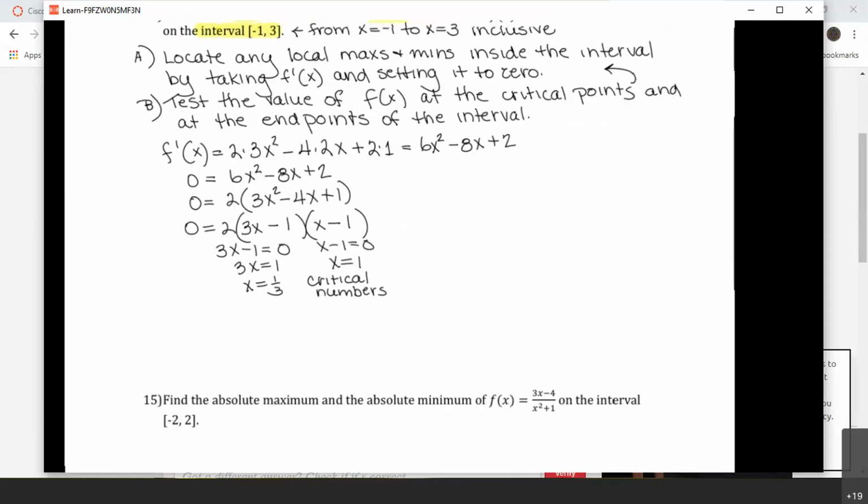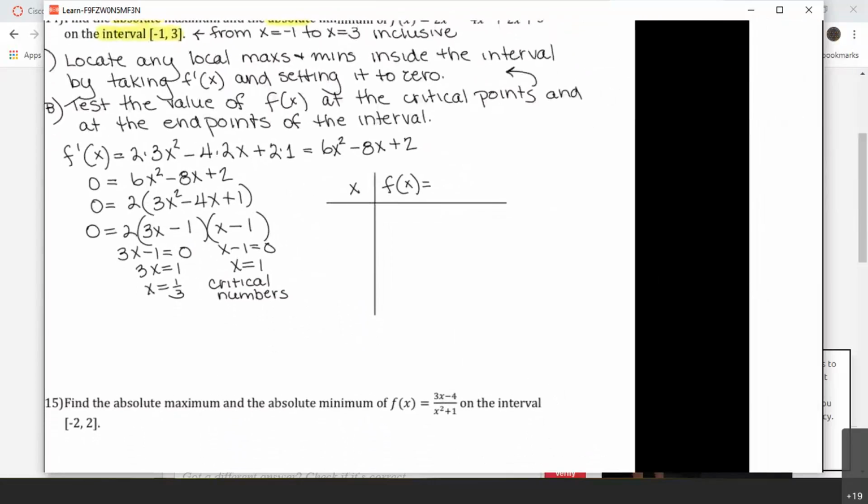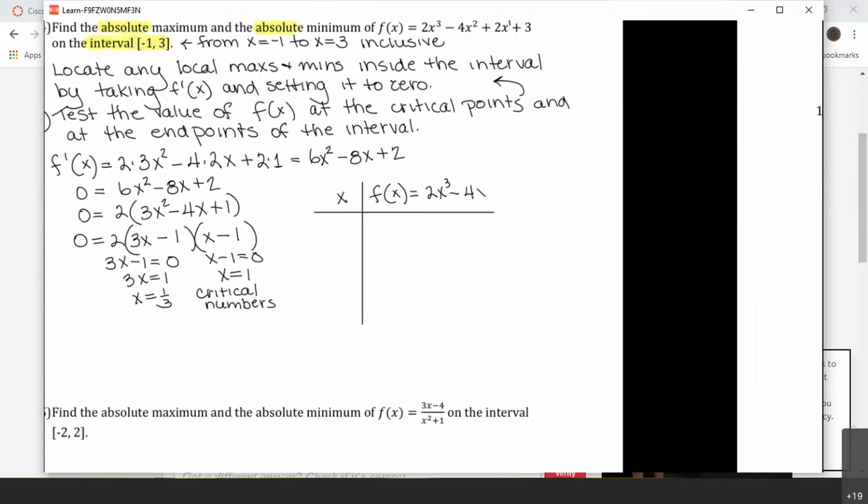Now, since they asked me for absolute maxes and absolute mins, I'm going to build a table. I'm going to put my critical numbers and my endpoint intervals in here. And then I'm going to evaluate f of x, which is the original function, because I want to see where it attains its highest y value and where it attains its lowest y value. That's what a max and a min is. It's the y values of the function.